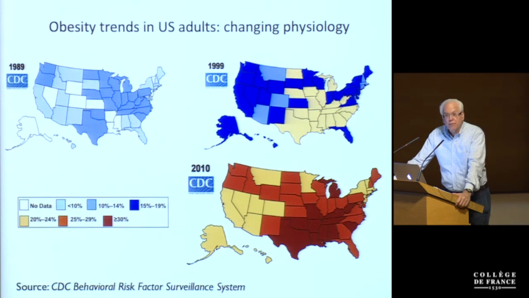So I first want to begin by focusing on one of these epidemic diseases, which is obesity. This slide shows 3 graphs from the Centers for Disease Control looking at obesity trends in U.S. adults. Here in 1989, there's no state in the United States where more than 14% of adults are obese. In 2010, there's no state with less than 20% obesity, and the national average is about 30%. What's remarkable is that it is happening all over the United States, and that the distance between the first map and the last map is only 21 years. Something very powerful is changing human physiology.